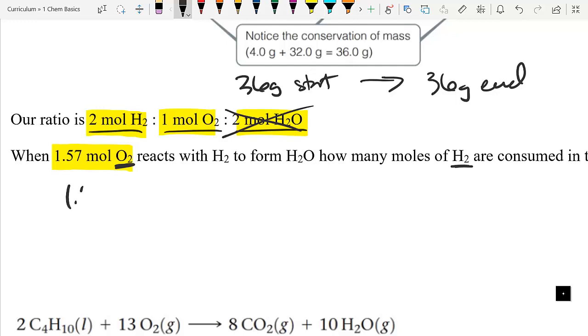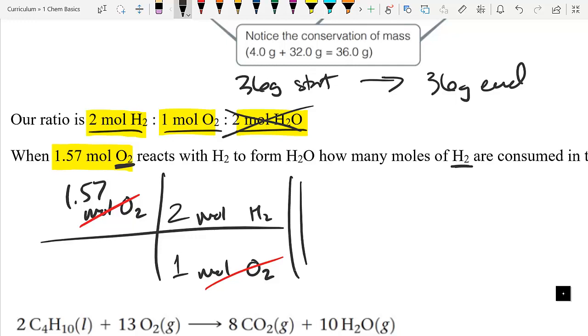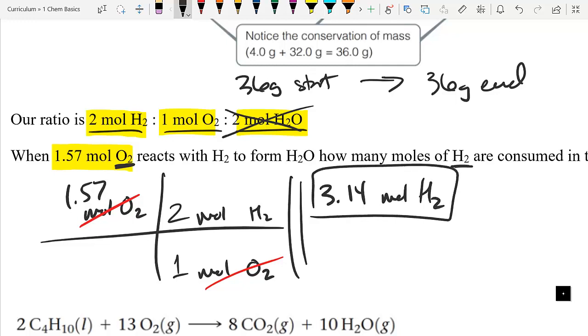Now, in setting the problem up, we would say 1.57 moles of oxygen is our starting point. We want to cancel out those moles of oxygen to find the number of moles of hydrogen. And in looking at our reacting ratio, it's 2 moles of hydrogen for every 1 mole of oxygen. Our units would then cancel. Moles of O2 and moles of O2 go away. And we can do the math on that. 1.57 times 2 is going to be 3.14. And that is, again, now moles of hydrogen in the end. Okay, so we can figure that out.